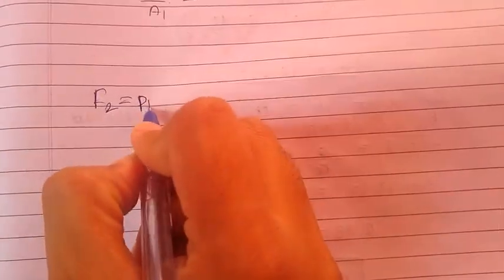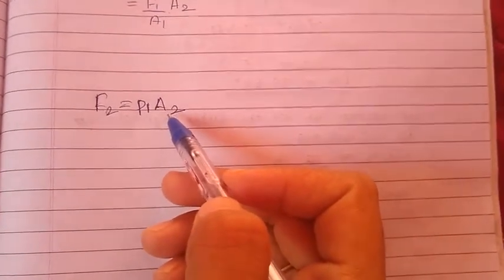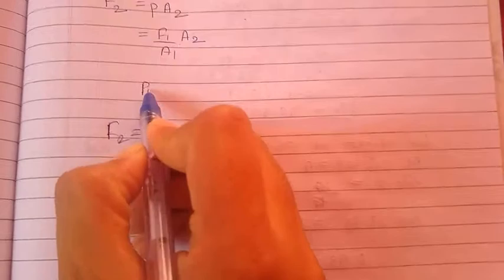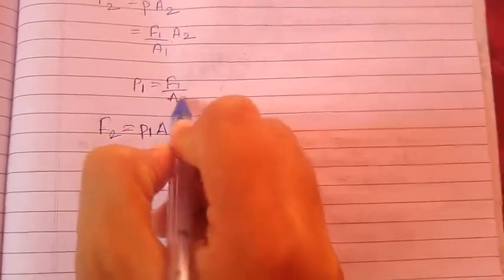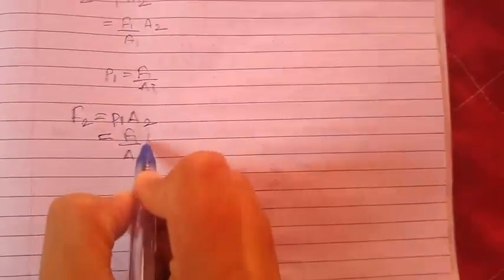So you can write the relation, that is F2 is equal to P1 A2. Here you have to write A2 because we are considering the second piston, and the cross-sectional area of that second piston S2 is A2. Now from the first piston we had seen that the pressure there was F1 by A1. So substituting the value of P1 here, you will get F2 equal to F1 by A1 times A2.